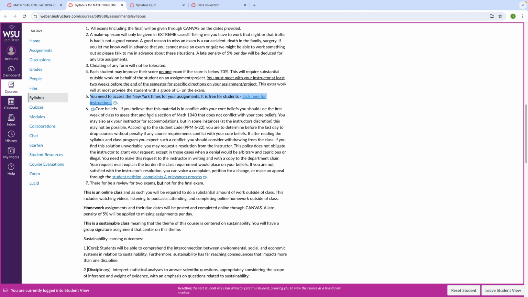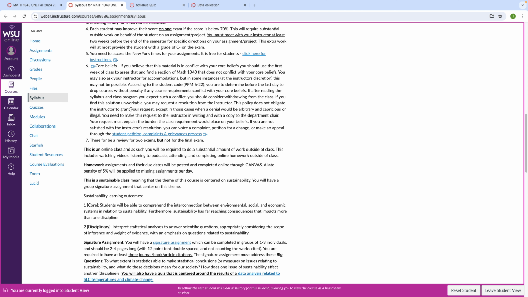For certain aspects of the course, such as lectures or the signature assignment, it can be useful to have the New York Times, and it's free for all students. Okay. This is a sustainable course. Just FYI, it has a sustainability designation.